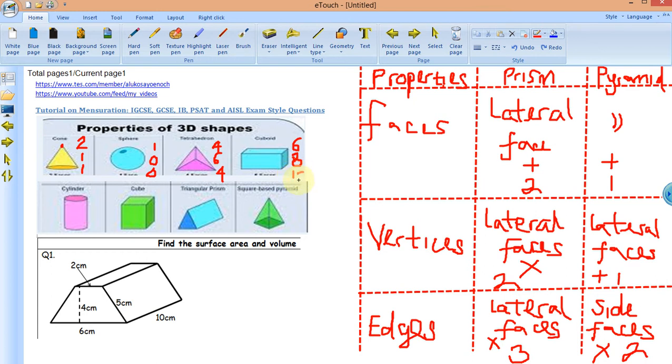Okay, I'm not going to apply it to this. The cuboid will give me the same thing as this cube. And let me just go ahead and apply it to this triangular prism. Okay, for the triangular prism now, so this is a prism. Since it's a prism, I'm going to apply this formula: lateral faces plus 2.